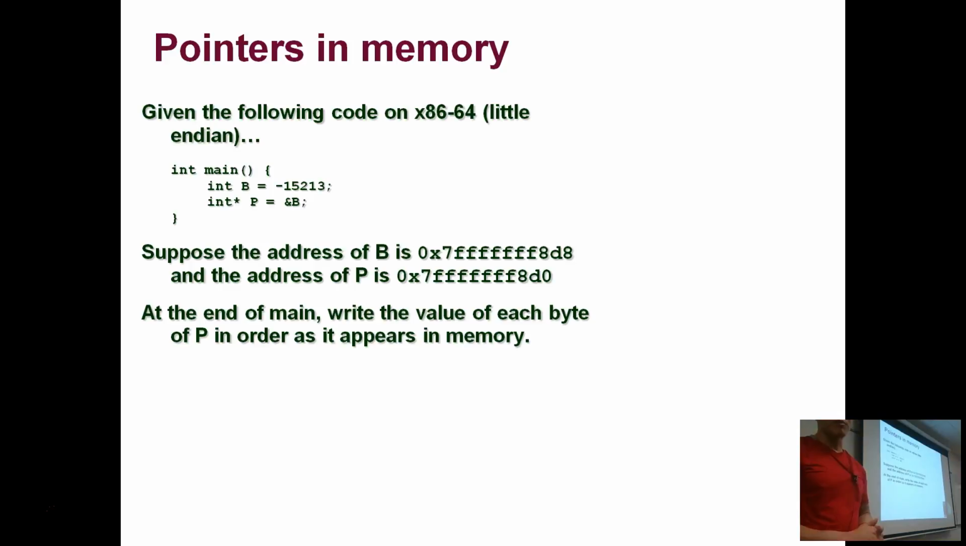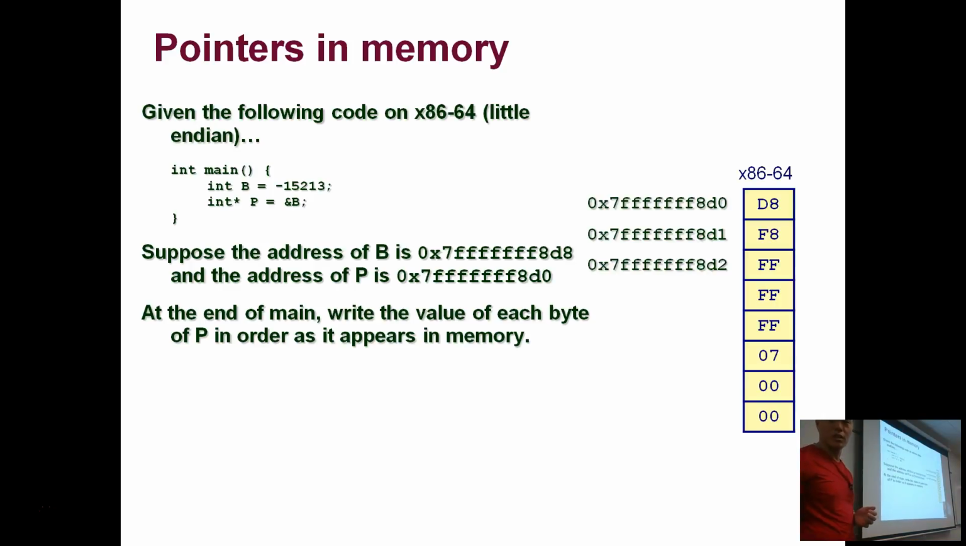Okay, so pointers in memory. So here's some code. You have an integer b, it's negative 15213. You have an integer pointer p that's holding the address of b. Suppose the addresses that hold b and p are these two ugly things. They're stored right next to each other on the stack, basically at D0 and maybe D8. Okay, D0 and D8. So at the end of main, write the value of each byte of p in order of its appearance in memory.